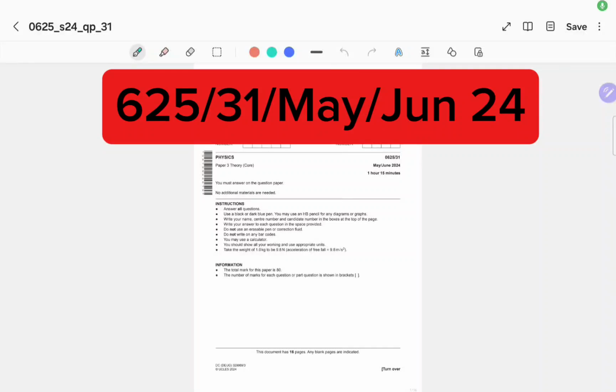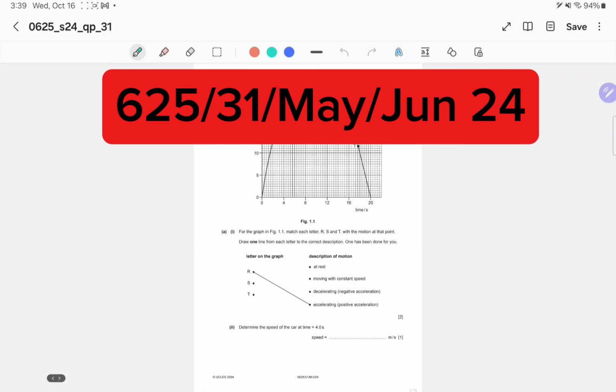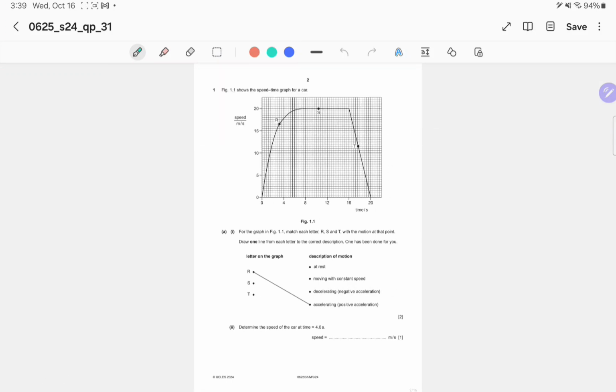It's paper 62531, May June 2024, paper 3. Okay, so first question. The figure shows a speed-time graph for a car. For the graph, match the letters R, S and T with the motion at the point. Draw one line for each letter to the correct description. One has been done for you.